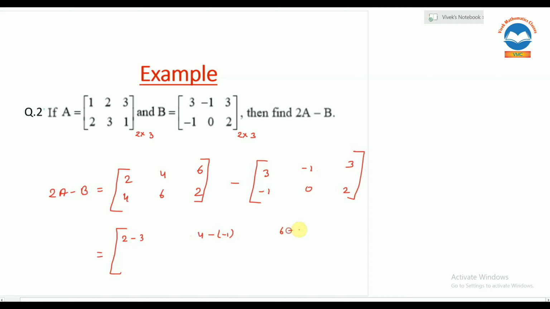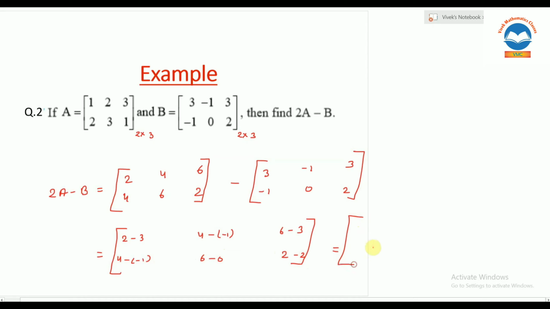And here what will we get? 6 minus 3. Next will be 4 minus minus 1. And 6 minus 0, 6 minus 0, and next will be 2 minus 2. So this we are getting as our answer.